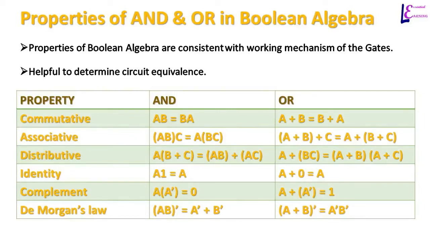De Morgan's laws are very useful in Boolean algebra. The first law states that NOT operation applied to the AND of two variables is equal to NOT applied to each of the variables with an OR between. Second law states that applying NOT to OR of two variables is equivalent to the NOT applied to each of the variables with an AND between.